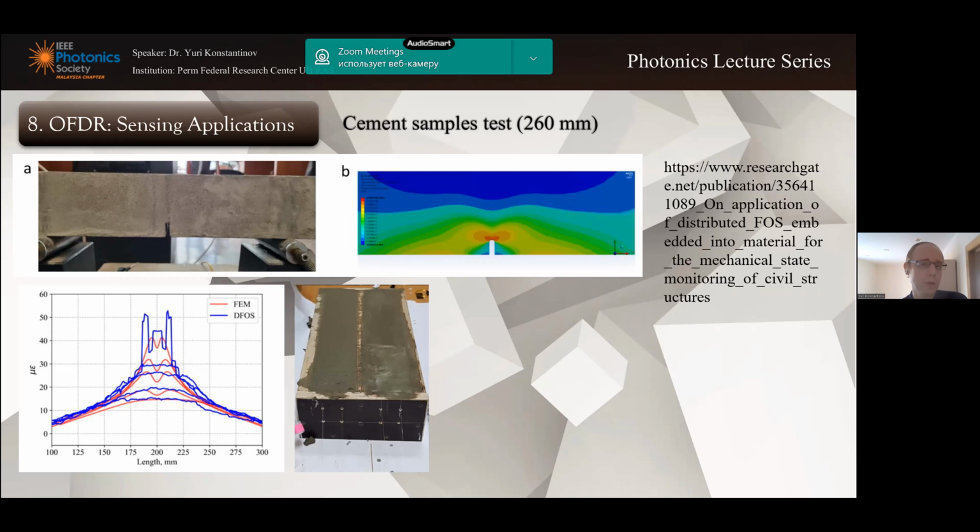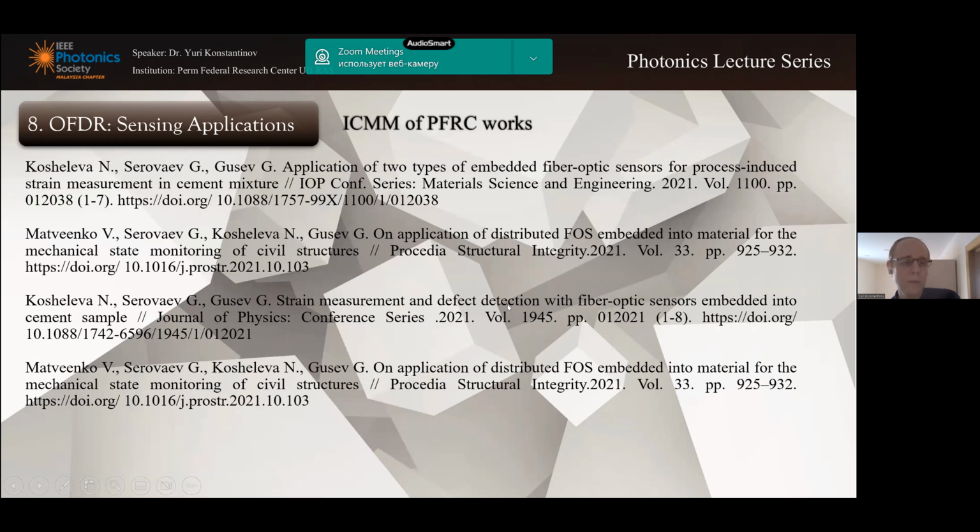With a resolution of about 10 microns. So I think this is a very good result. And there are some different publications of our research group from the Institute of Continuous Media Mechanics. You can access them on the websites of the journals and ResearchGate.